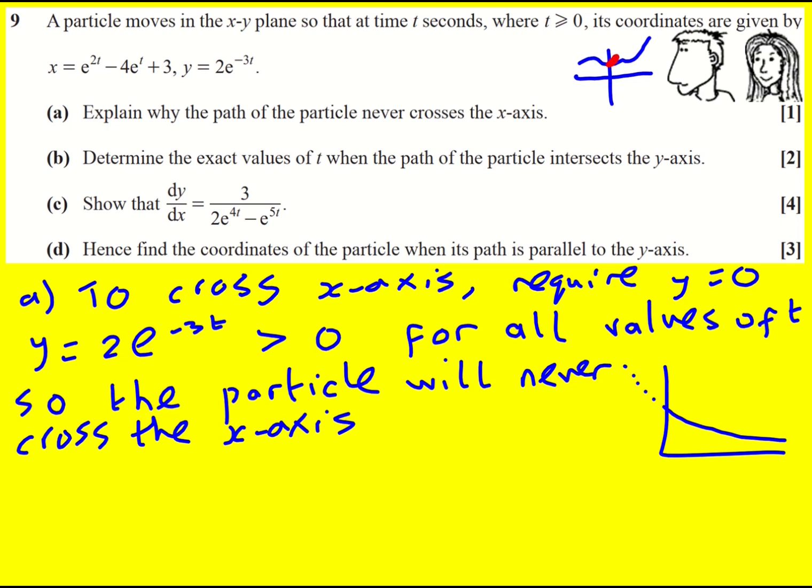Determine the exact values of t when the path of the particle intersects the y-axis. So that's going to be when x is equal to 0. So I'm going to get e to the 2t minus 4e to the t plus 3 equaling 0.